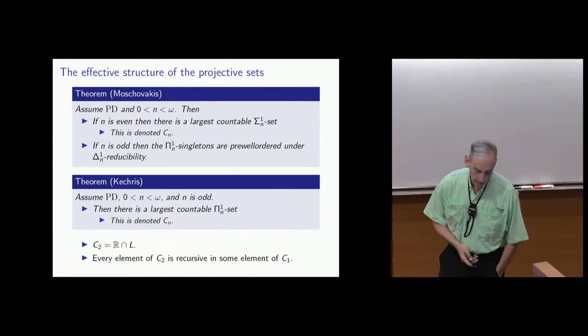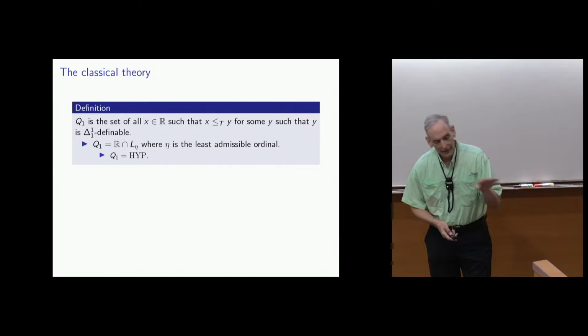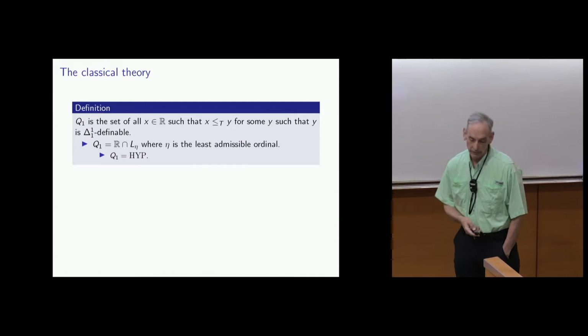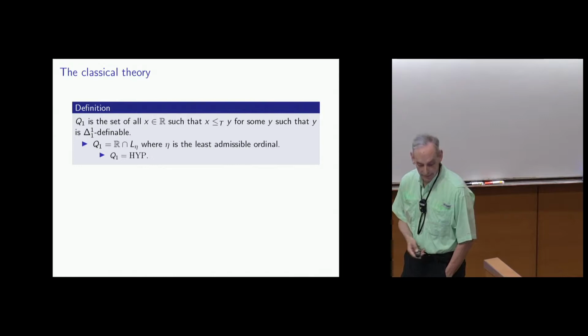Okay. So let's now move back to sigma 1,1 and look at the classical theory. Let Q1 denote the set of all reals which are recursive in a real that's delta 1,1 definable. So Q1 is the set of reals in L eta, where eta is the least admissible. Eta is omega 1 CK. Q1 is HYP.